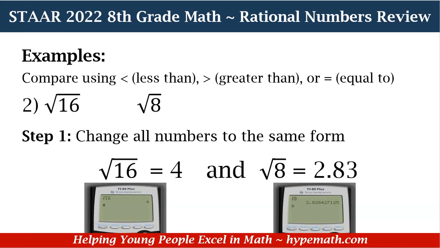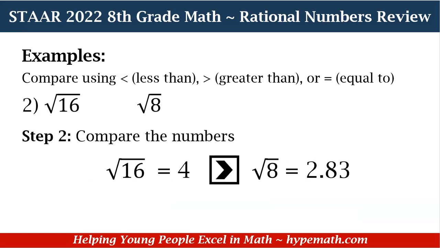For number 2, we have the square root of 16 and also the square root of 8. When we type it into our handy dandy calculator, we see that the square root of 16 is equal to 4 and the square root of 8 is equal to 2.83. Now that we have our numbers in the same form, we can compare them. And we see, again, the alligator mouth opening up to the larger number. 4 is greater than 2.83. So that means the square root of 16 is greater than the square root of 8.